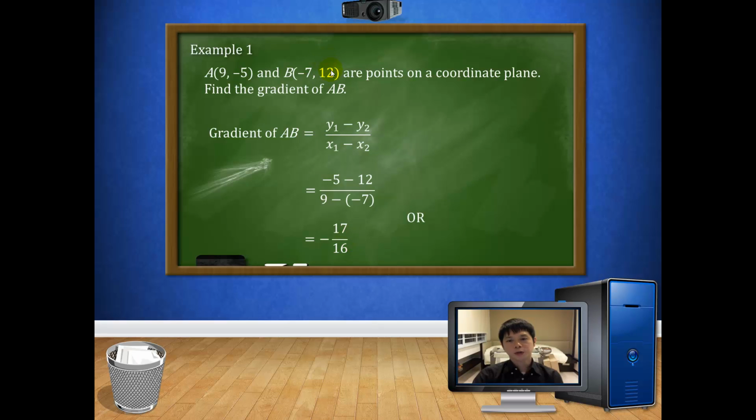Or we can do it the other way. 12 minus negative 5 over negative 7 minus 9. We will also get the same answer, negative 17 over 16.